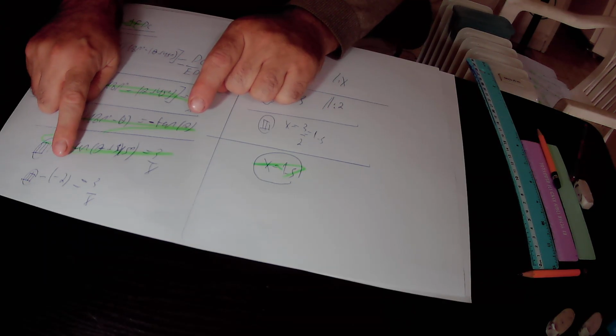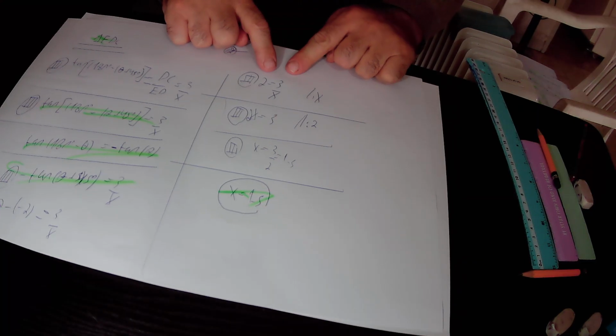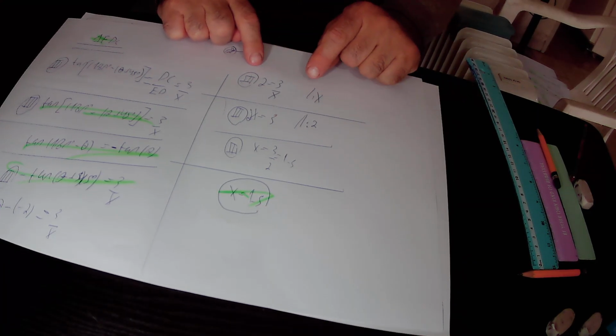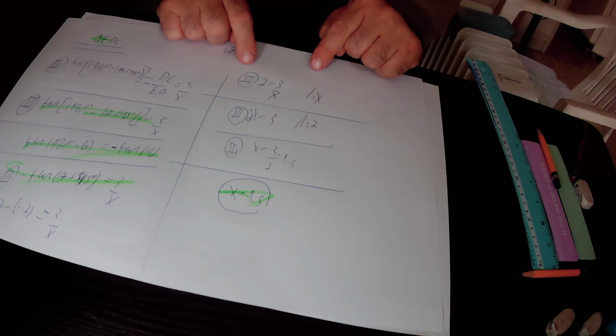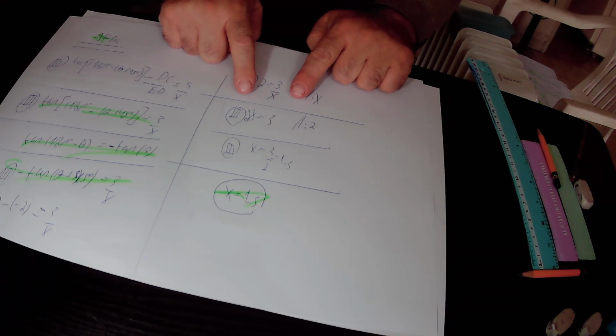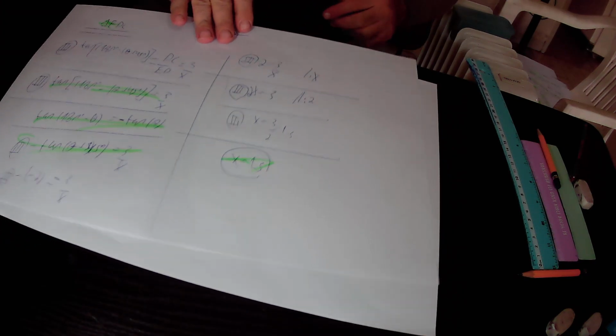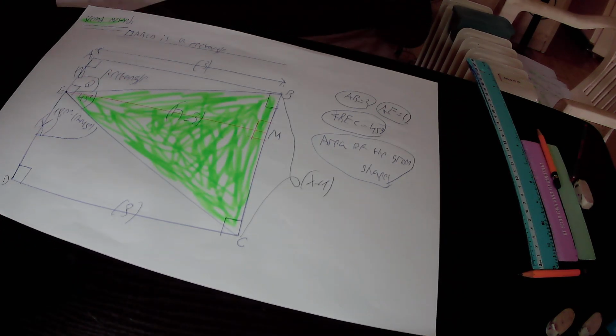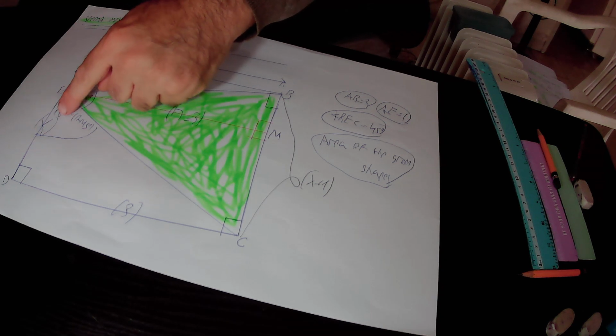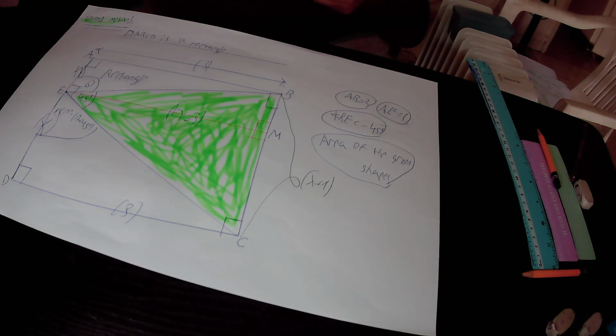So 2 equals 3 over X. Here we multiply this equation by X and find that 2X equals 3. Then we divide by 2 and find that X equals 3 halves, that is 1.5. X equals 1.5 units in length. This is the answer: ED equals X, and X equals 1.5 units in length.